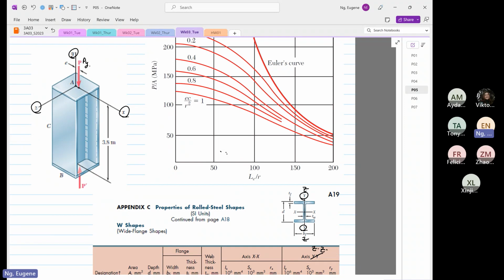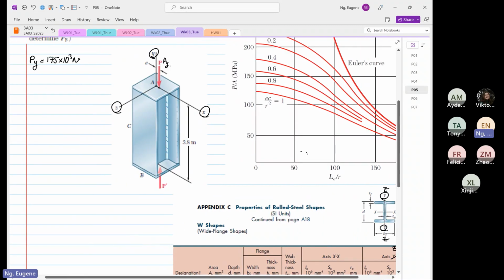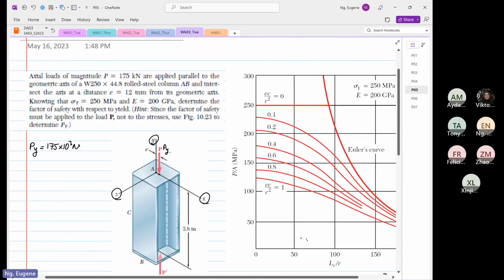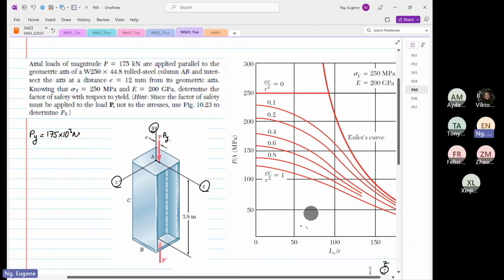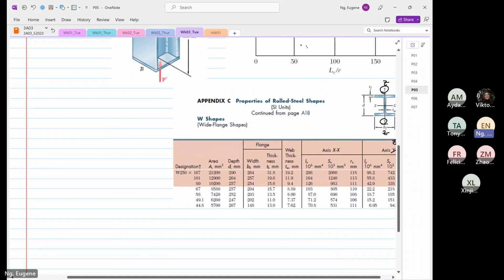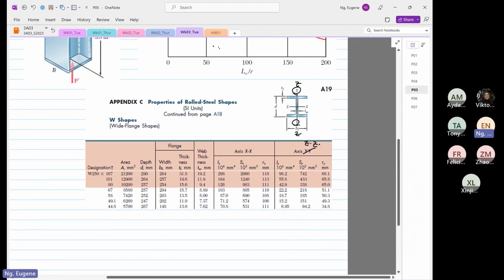Okay, that's it. So now, this question is very different from the one before, in the sense that they don't tell us which axis buckling will occur. Do they? They don't tell us, right? So which is the axis buckling will occur? So we look at the II value, we look at the second moment of area. So the second moment of area about XX is 70.8. The second moment of area about ZZ is 6.95.